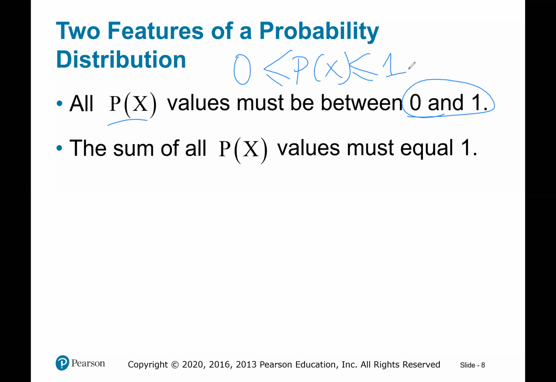And the second one, the one that you must remember, is that the sum of all probabilities of x values must equal 1. So the notation is the sum of P of x i is equal to 1. So that is about this.